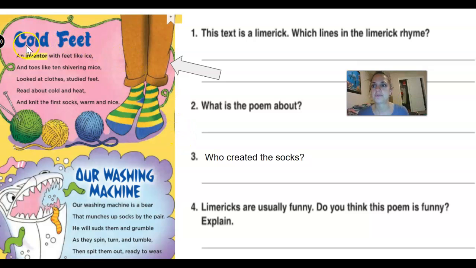So let's read our poem. Cold Feet. An inventor with feet like ice and toes like 10 shivering mice looked at clothes, studied feet, read about cold and heat, and knit the first socks warm and nice.